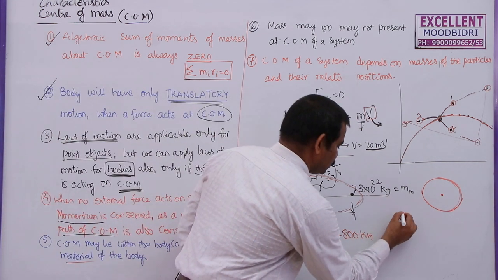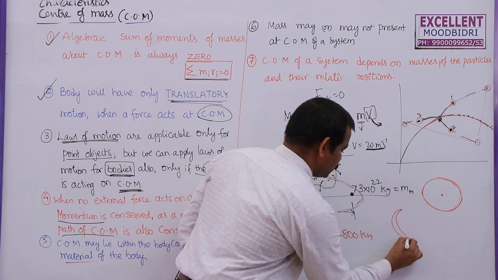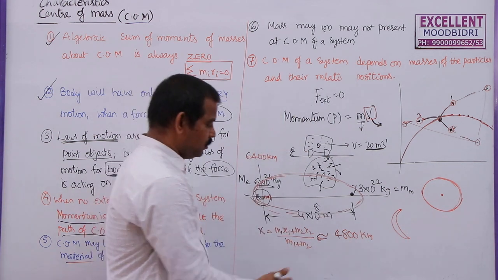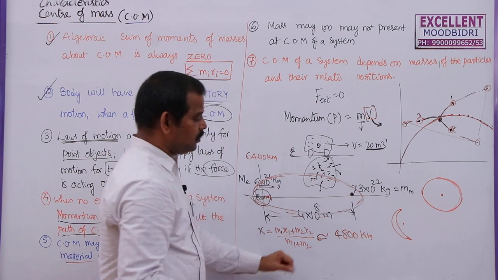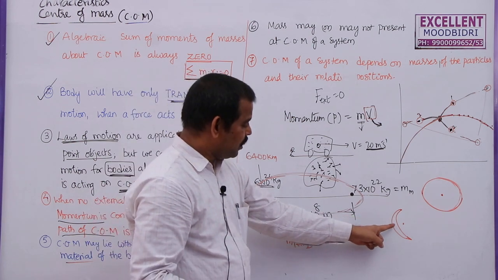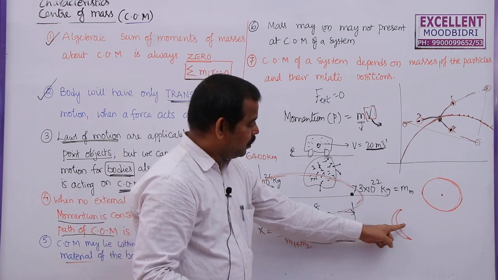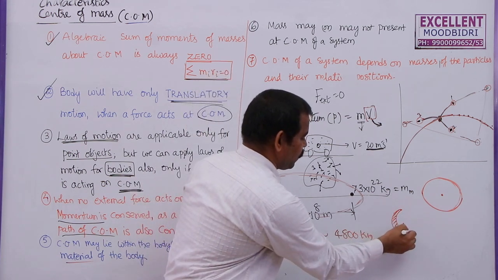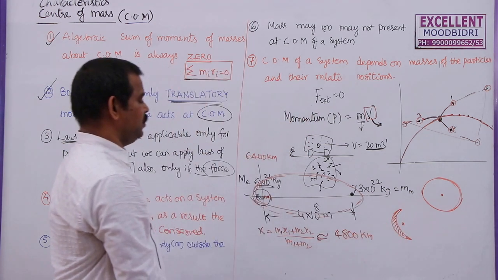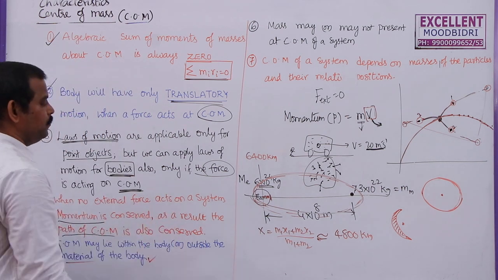Now you can see some biscuits. So here this is the moon biscuit. For this type of system, center of mass will lie somewhere here. That is, center of mass will not lie within the body, it will lie outside the body. So this is the actual body, and center of mass will lie somewhere here. So this is the fifth point.